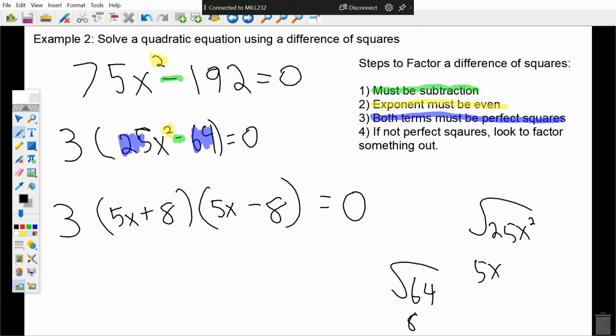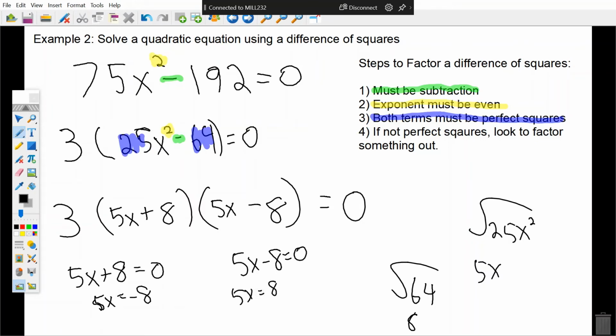After you do the difference of squares, we're just going to make both of these equal to 0. 5x plus 8 equals 0. 5x minus 8 equals 0. And we're going to solve for x on both of them. This will be 5x equals negative 8, and 5x equals 8. So we're going to end up with x equals negative 8 over 5. And over here, x equals positive 8 over 5.